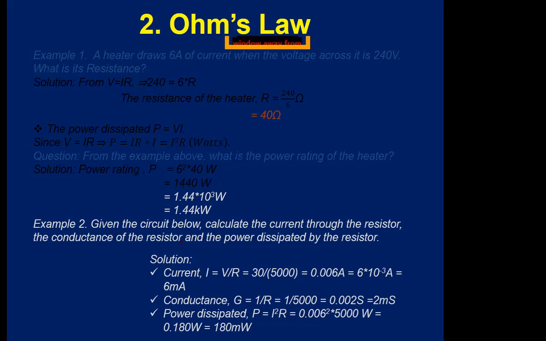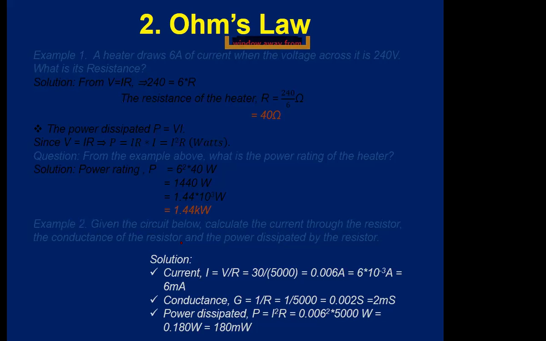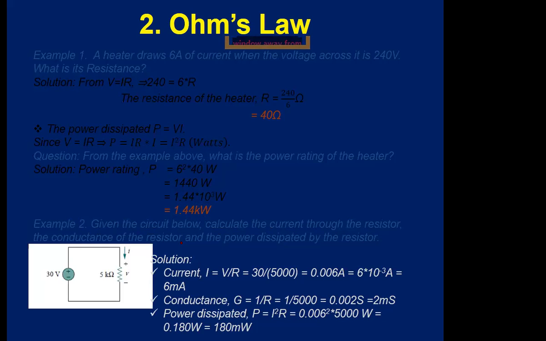In another example, for the circuit below, calculate the current through the resistance, the conductance of the resistor, and the power dissipated by the resistor. So we are now putting everything that we're talking about into an electrical circuit, which will be the main component that we have to deal with. So this is our voltage source of 30 volts. The current flowing through there is given as I, and our resistance is 5 kilo ohms.